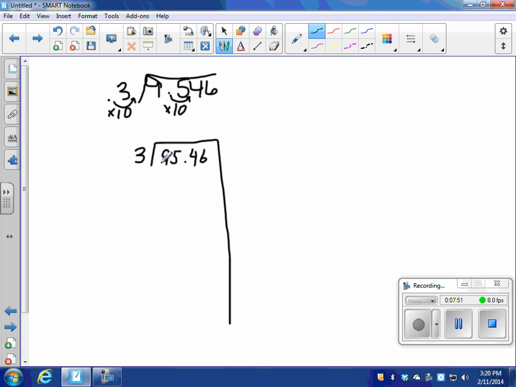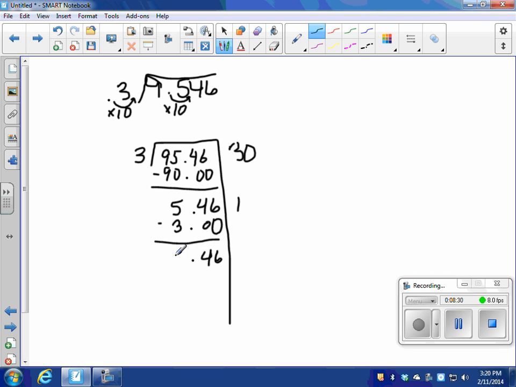Now I know that 3 goes into 9 3 times. Whoops. So that means that if I add a 0, that'd be 90. 3 times 30 would give me 90. And I can do my subtraction. Now, maybe I'm just going to make it easy, and I'm just going to take away 3 times 1. So that's going to give me 3. So now I have 2 and 46 hundredths.